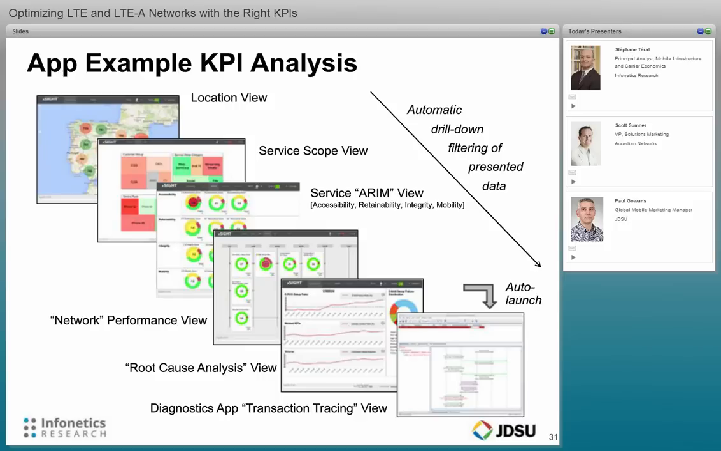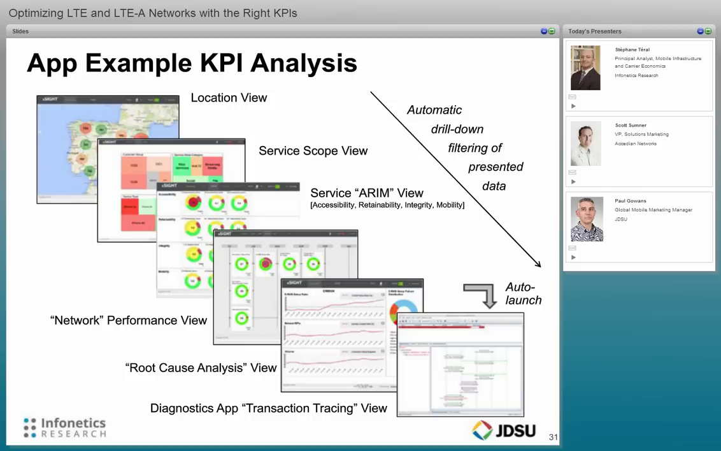So that SMARTmetric, automatic drill down, filtering of data really helps the customer focus on the KPIs that are having the greatest business impact, and thereby maximizing the customer QOE. So on that, back to you, Stefan.